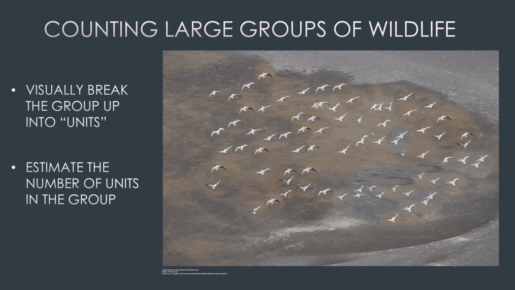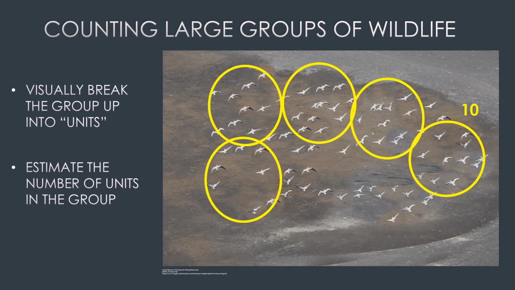When looking at a group of animals, like the birds in this picture, count 10 animals and call that a unit. Get an idea of how much space that unit takes up. Then, estimate the number of units in the whole group.